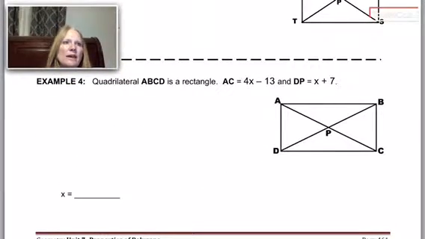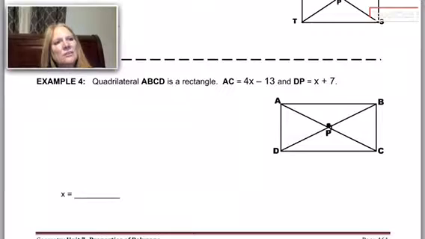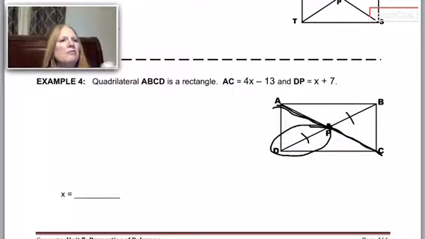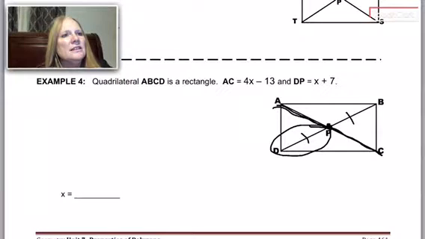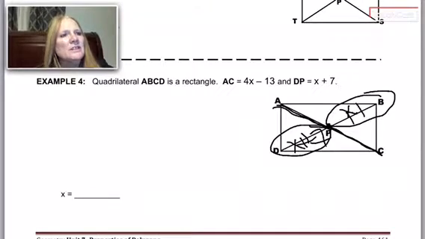Now, in this one here, we have AC and DP. So we need to look at this one a little more carefully. Okay, we're going to go back to the property that says diagonals bisect each other. So this has to be congruent to this. So if they give us AC, that is this whole side here. But then they give us DP, only this part. But from the property that diagonals bisect each other, we know that if this is x plus 7, this part is also x plus 7.